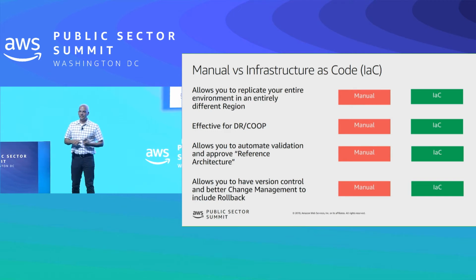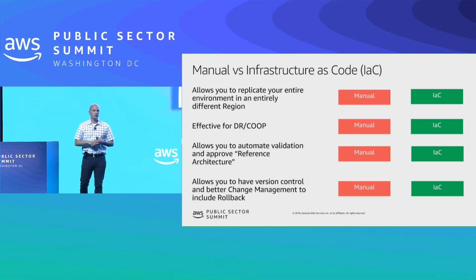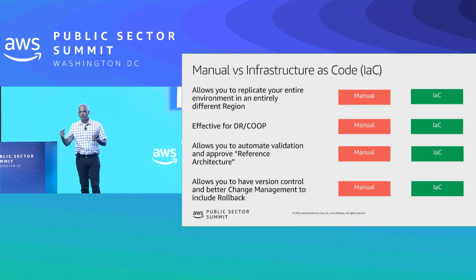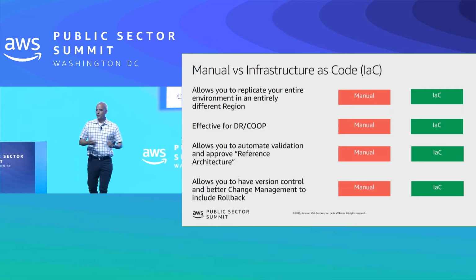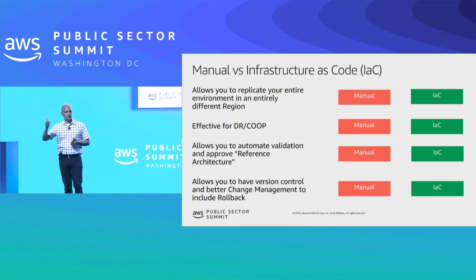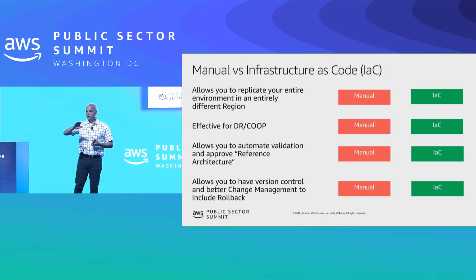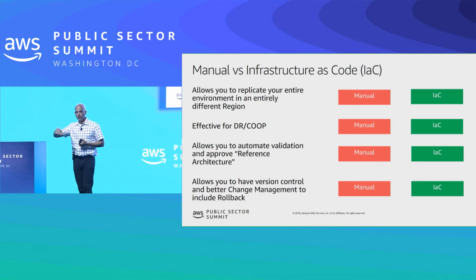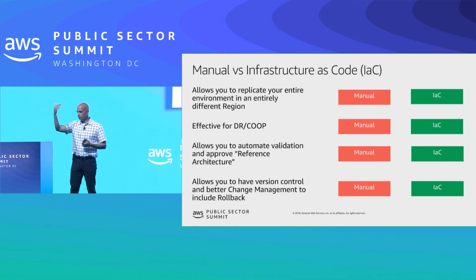Allows you to automate validation. By this, I mean, you can do something like with CFN Lint or CFN Nag, which is by Stelligent, a great partner of ours. And that's going to say, okay, cool, you wrote this CloudFormation template. But before I deploy it, I wanted to automate testing or validation of it.